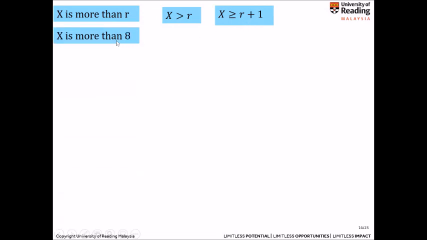So there are some formulas that you need to be very careful with the wording. When x is more than r, it means x greater than r. So you will make it to greater or equal to r plus 1. Let's look at the example. So when r is 8, so x is greater than 8, so x is greater or equal to 8 plus 1. Therefore, we shall get x greater or equal to 9.